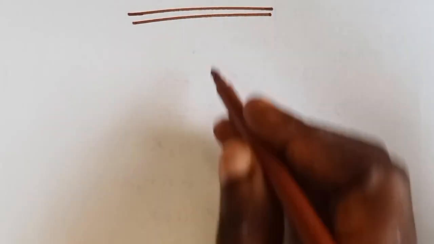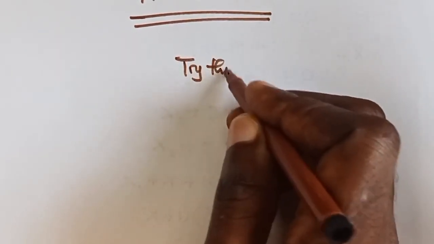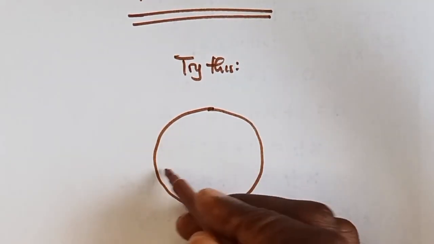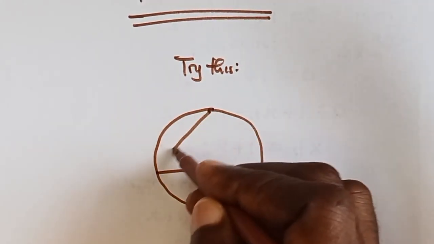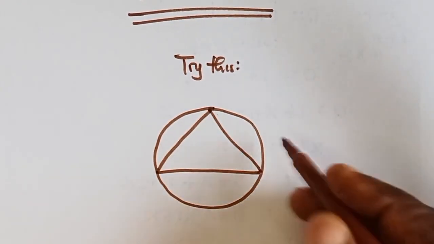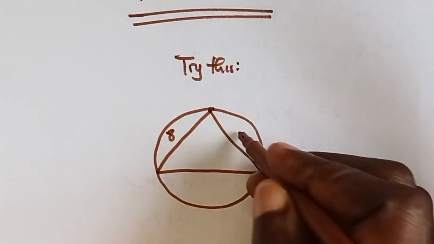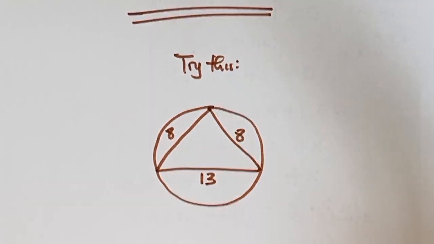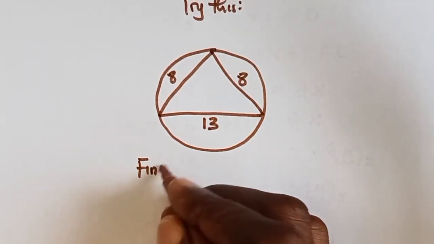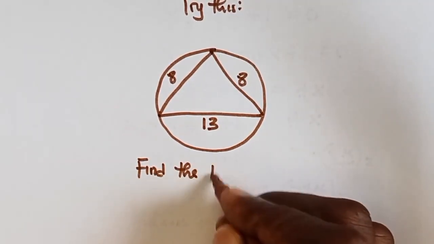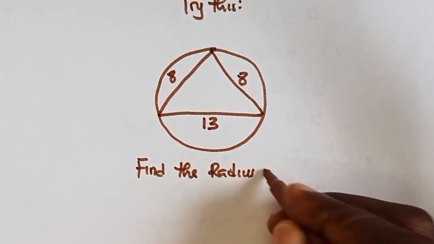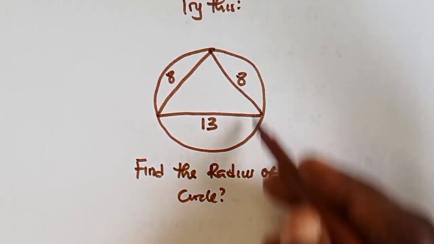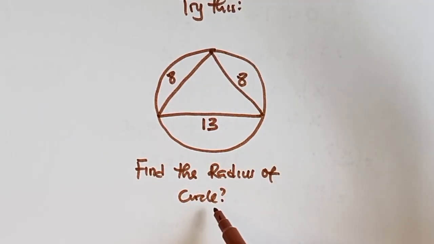Now let's try something similar to that. Okay, so I have a circle, and I have a triangle. Okay, so this is 8, this is 8, and I have this base to be 13. All right, so let's find the radius of the circle. All right, so let's find the radius of the circle and write your answer under the comment section.